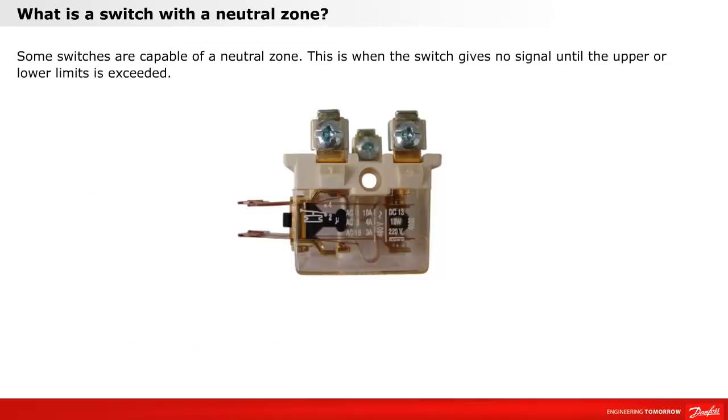Some switches are capable of a neutral zone. This is when the switch gives no signal until the upper or lower limits are exceeded. On the following pages, you can see an example of a neutral zone application and a graph of the contact function.